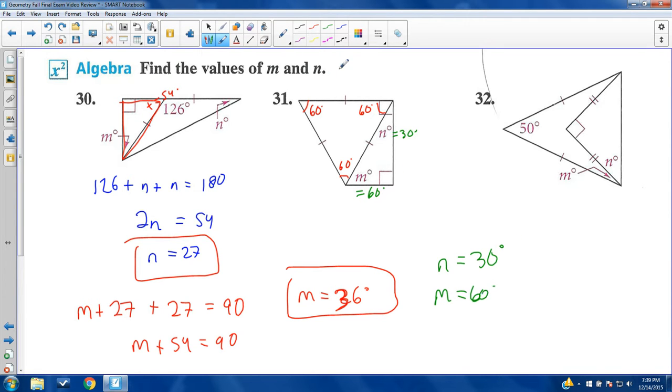Okay, let's find a different way of going about it now. I'm going to go back and erase this stuff. Okay, let's start with that 60 idea here.